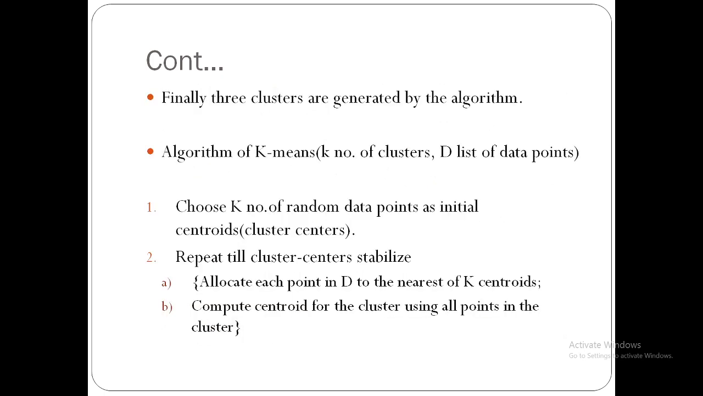Finally, 3 clusters are generated by the algorithm. Here is the algorithm. It takes K, the input number of clusters, and D, the list of data points. Choose K random data points as the initial centroids, and repeat until the cluster centers stabilize: allocate each data point D to the nearest of the K centroids, then compute a centroid for each cluster using all data points in the cluster.